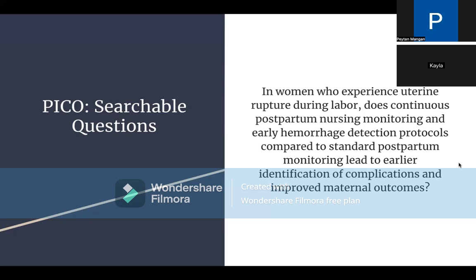So our searchable question would be: in women who experience uterine rupture during labor, does continuous postpartum nurse monitoring and early hemorrhage detection protocols compared to standard postpartum monitoring lead to earlier identification of complications and improved maternal outcomes?